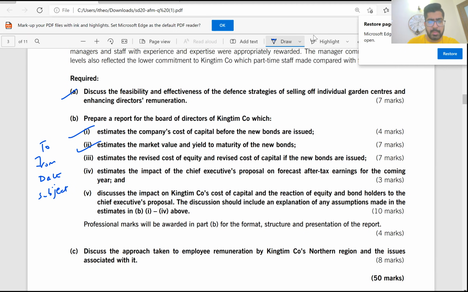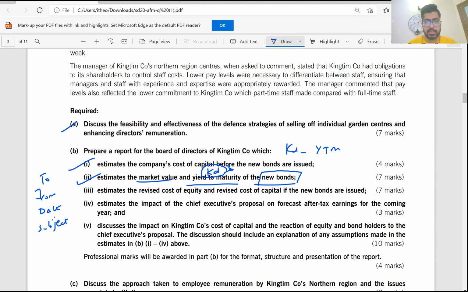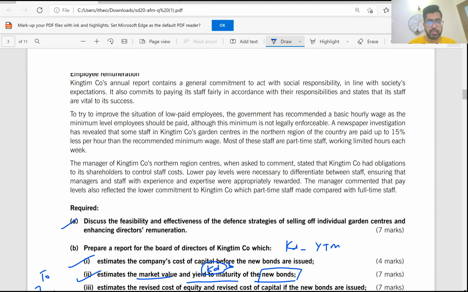Second requirement: estimate the market value and yield to maturity of the new bonds. Now, yield to maturity is an alternate name of KD. So the question is asking you to find the market value and the yield to maturity, KD, of the new bonds. We all know that for this, we have to only look at the new bonds. So I am just calculating the market value and yield to maturity of the new bonds.